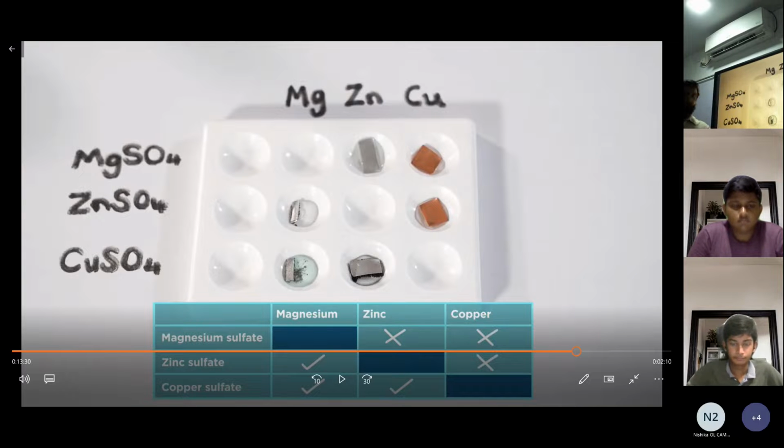Zinc cannot displace magnesium, that means it is less reactive than magnesium. But it can displace copper. Therefore, it is more reactive than copper. You get it? So these ticks and crosses will help you quickly figure out which is more reactive. So why are we doing this? Because in the exam, you will be given many different examples, not the normal ones. So you have to carefully figure out what the answer is.